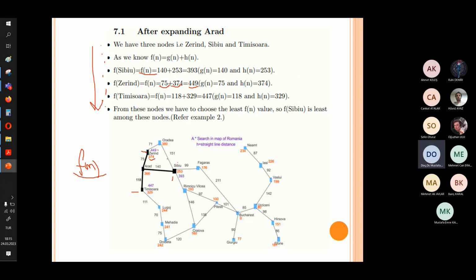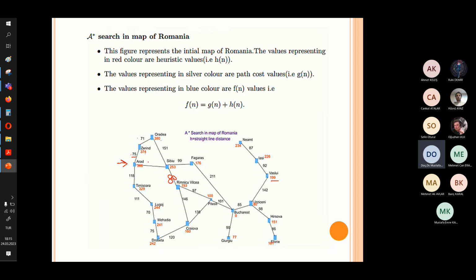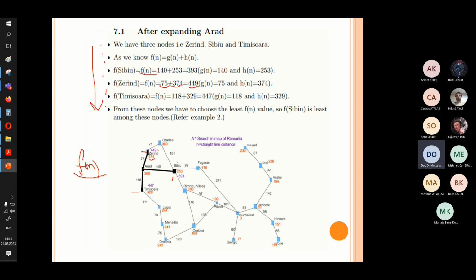Then we calculate Sibiu. The actual distance is 140. It hasn't been given in here, so the actual cost is 140. So 140 plus 253 will give us 393. And reaching Timișoara will be 118 plus 320, which is 447. Now we are done with Arad and we don't need to calculate anymore.